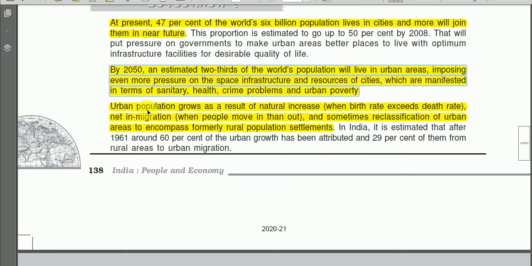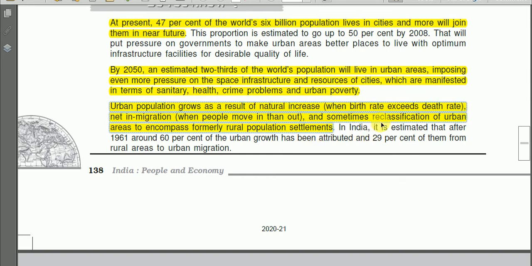Urban population grows as a result of natural increase. Okay, natural increase means when the birth rate exceeds the death rate. And net in-migration, that means when people move in. And sometimes reclassification of urban areas to encompass formerly rural population settlements. So urban population grows because of three important factors. The first one is natural increase, the second one is net in-migration, and the third one is reclassification.